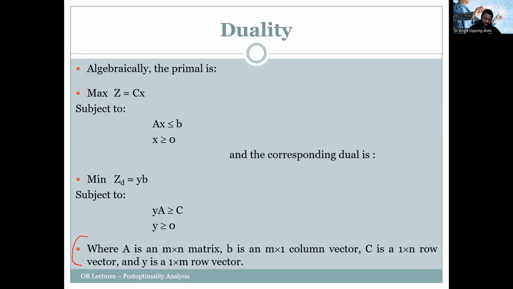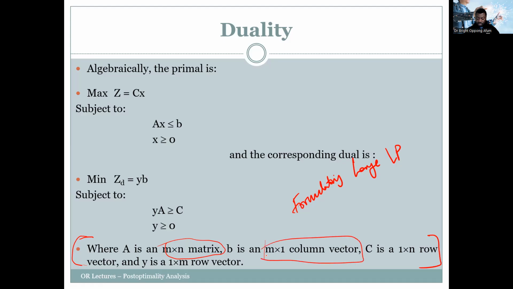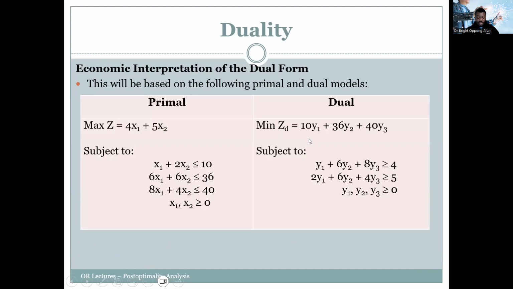So you will see this more when we are using computing applications in solving linear programming, or when you are formulating large linear programming problems, right? Then you see the essence of coding these matrices so that you can be able to solve them, right? All right, so this is the common interpretation of the dual form.